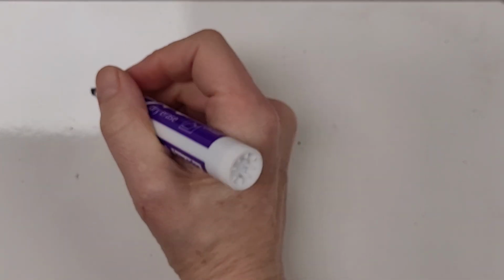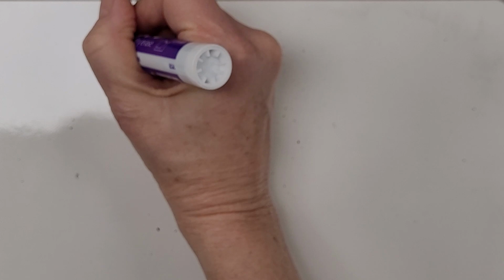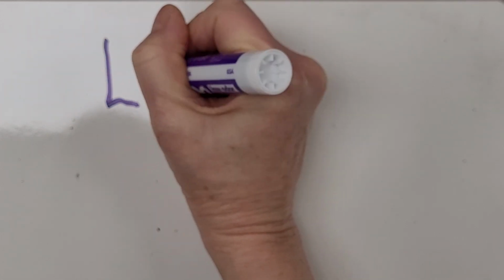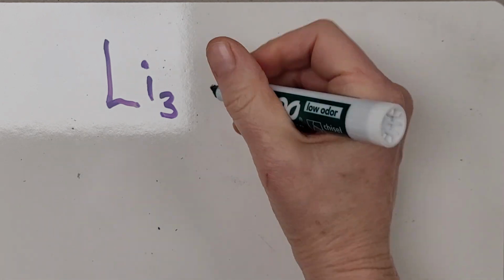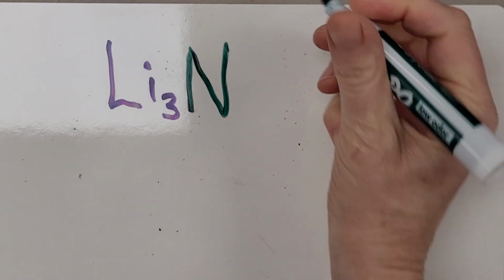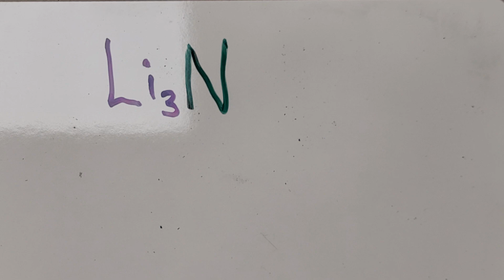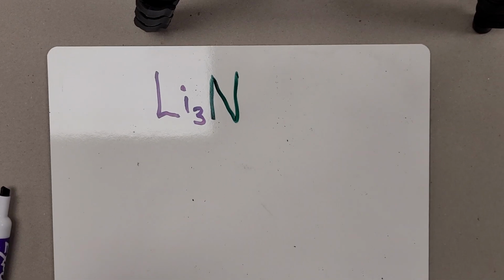All right, the next one is a compound, we would call it lithium nitride. I'm going to zoom in a little bit again here. All right, so lithium nitride, the formula is Li with a subscript of 3, and N. That's a nitride ion.